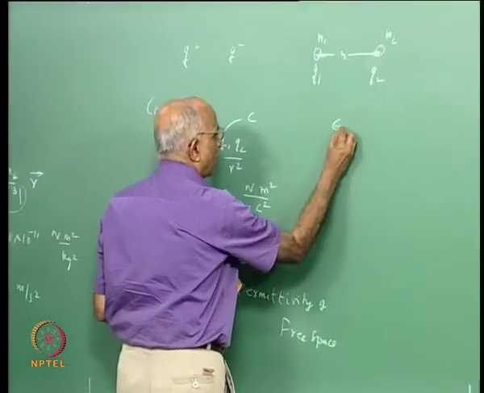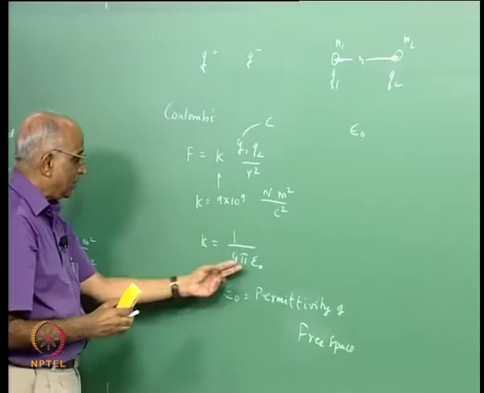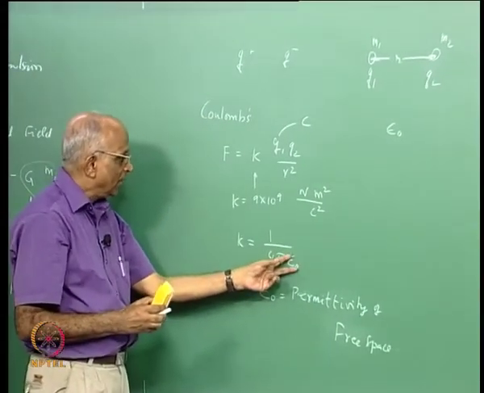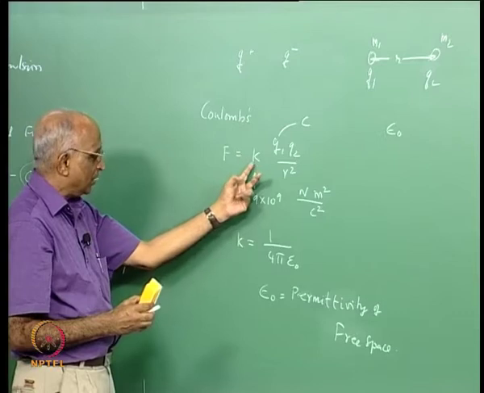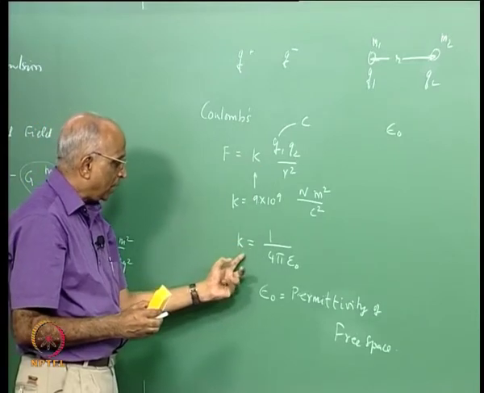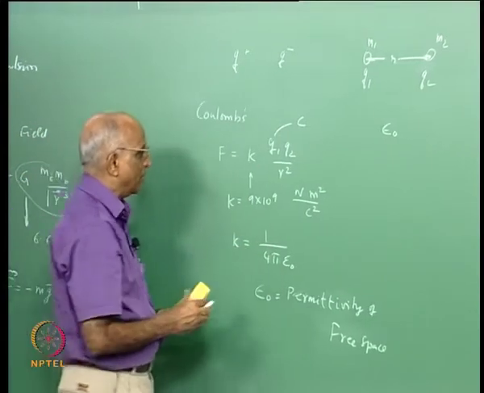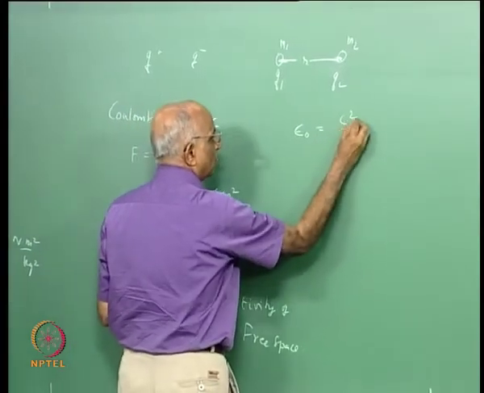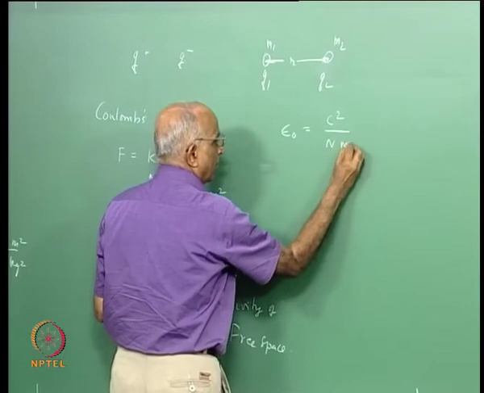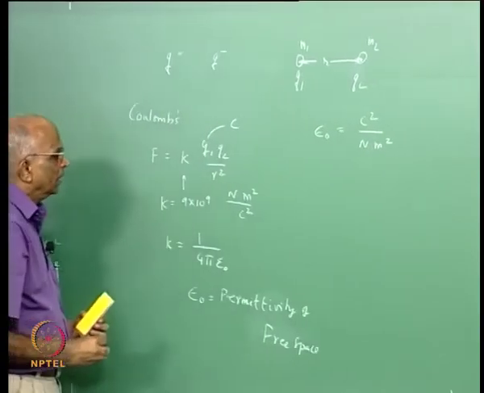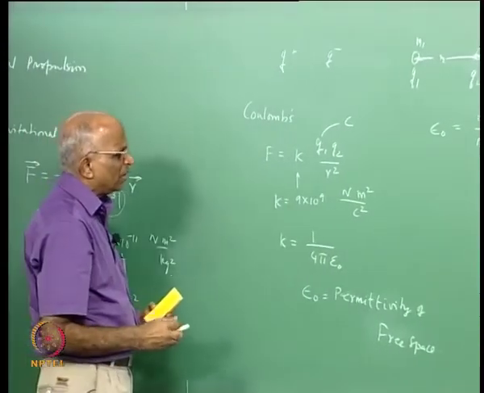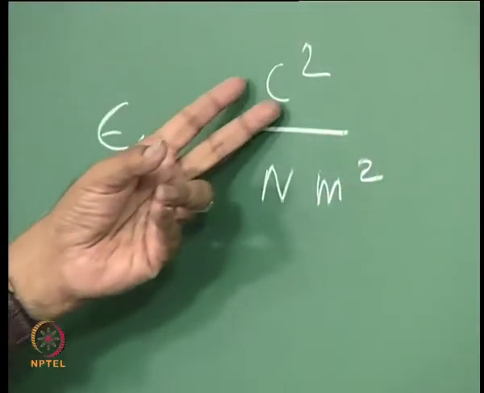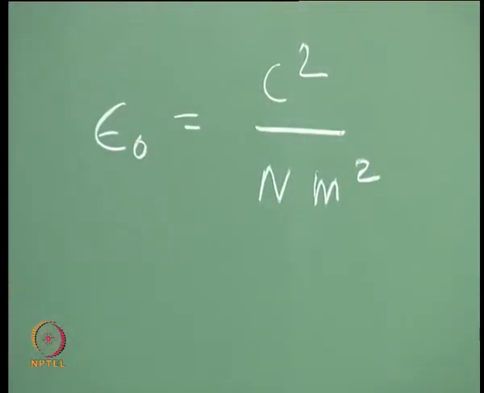The unit for epsilon naught, if we need the units of this, must be the opposite of k, because it is 1 over k that goes as epsilon, and pi does not have units. Therefore the unit of permittivity of free space should be Coulomb squared by Newton meter squared. Let us try to put this unit a little more clearly, because Coulomb is a charge, Newton meter is work done.